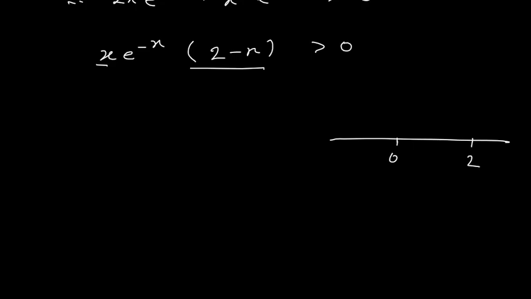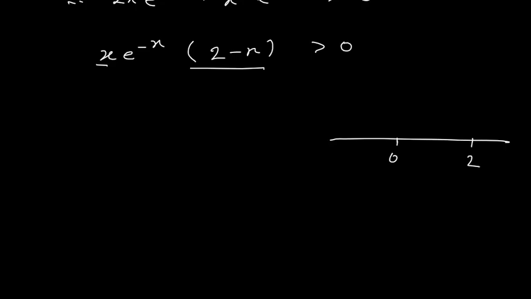Now if I take a value of x more than 2, then the 2 minus x part will become negative and the other part is positive. Positive into negative is negative, which I don't want. If I take a value less than 0, then the x part is negative but the other part is positive. Again, the answer is less than 0. So between 0 and 2, if I take any value, the x part will become positive and 2 minus x will become positive. As both are positive, I will get a positive result.